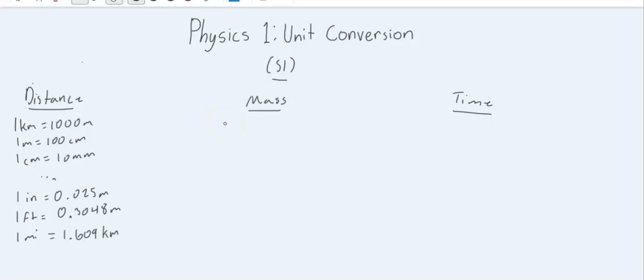And now let's take a look at mass. 1 kilogram equates to 1,000 grams. And 1 gram equates to 1,000 milligrams. An imperial to metric conversion would be 1 pound equates to 0.4536 kilograms.